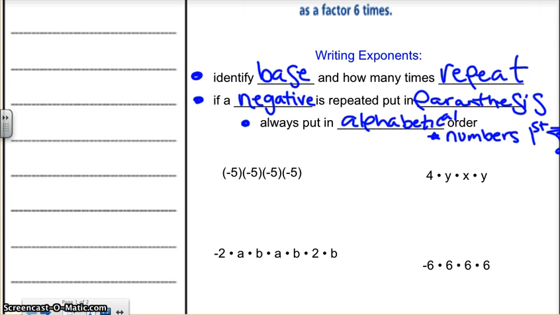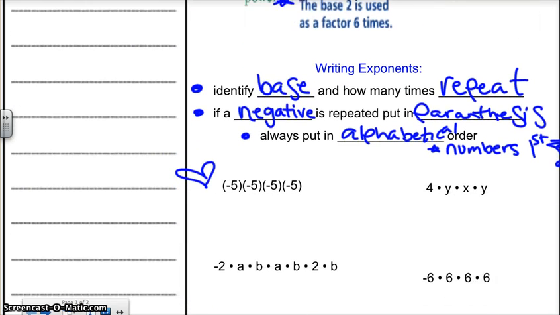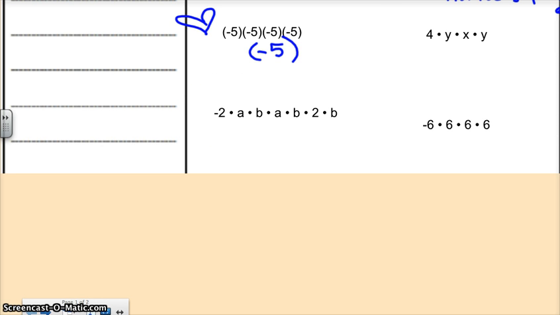All right, we're going to practice applying this concept. Let's simplify this first example. We have negative 5 times negative 5 times negative 5 times negative 5. What's the base? What's being repeated? Go ahead and just tell me. Negative 5. Negative 5 is being repeated. Is a negative 5 going with it constantly, right? Then I have to follow this rule that the negative 5 goes into parentheses. And then how many times did I repeat? 4. So it's negative 5 to the 4th.